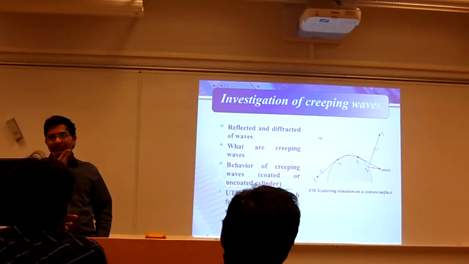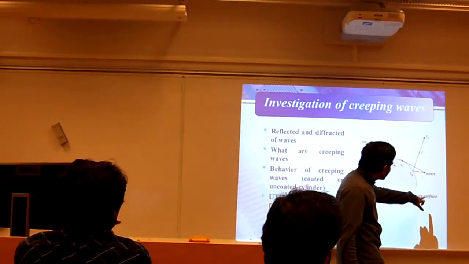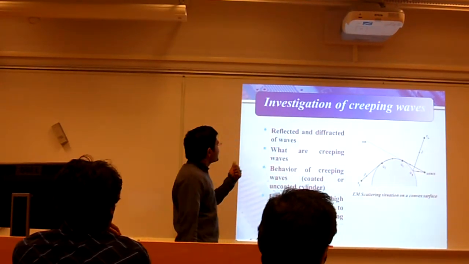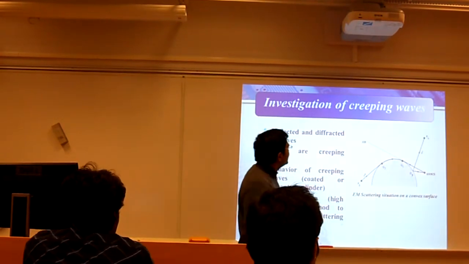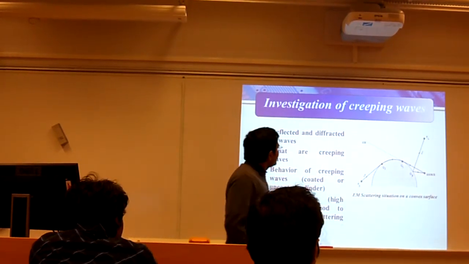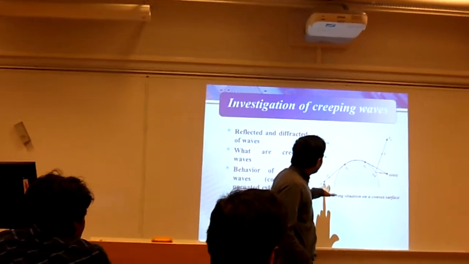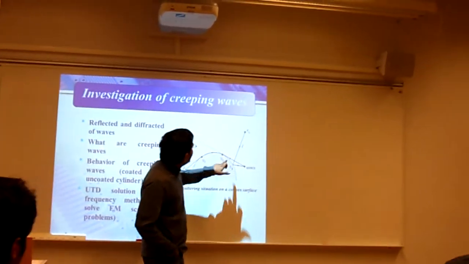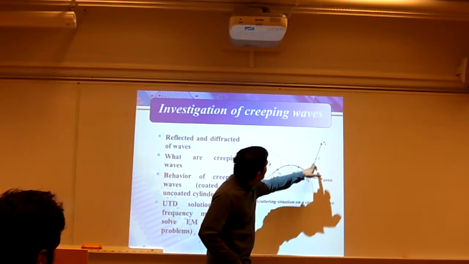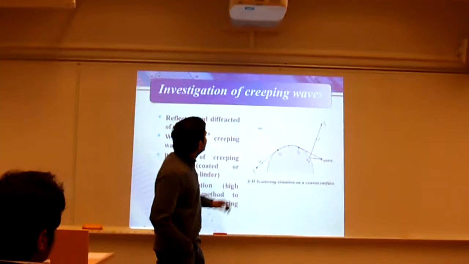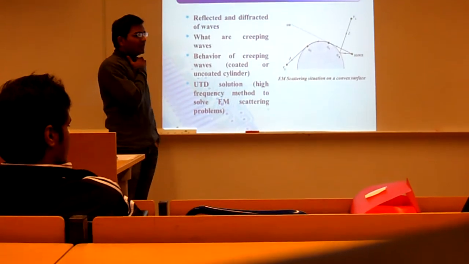First of all, investigation of creeping waves. The studies have been done in the electromagnetic scattering situation on a convex surface. Before we investigate creeping waves, we have chosen to study electromagnetic wave scattering on a convex surface. From this diagram, we can see there are some reflected waves and some diffracted waves. When a transmitter transmits electromagnetic waves which coincide with the cylinder, some of them are reflected and some of them are diffracted. But basically, from this theory, we just want to know what creeping waves are.